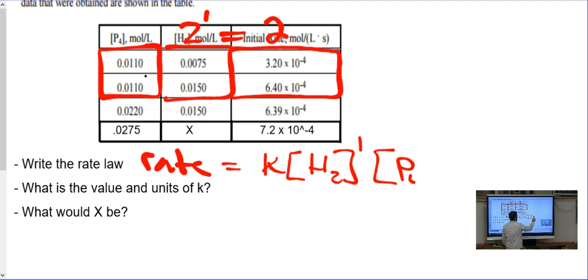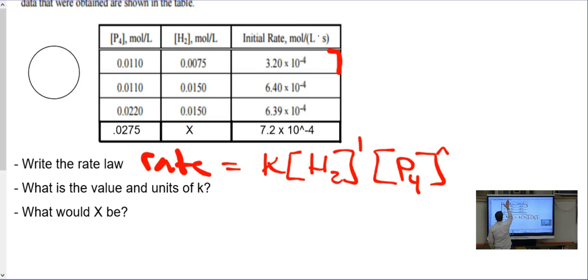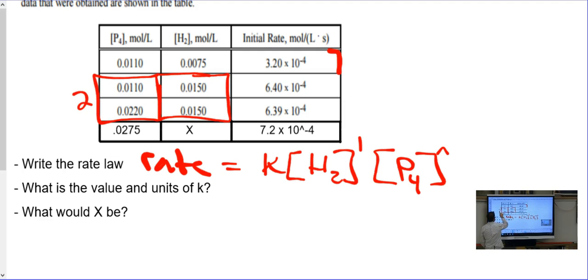Then we got to find our P4 and see what it's raised to. So we look for a place where that's held constant, and there is one. Did I write this the wrong way? All right, where H2 is held constant. I'm sorry, that's constant there. Then this is doubled, right? And what happened to the rate?